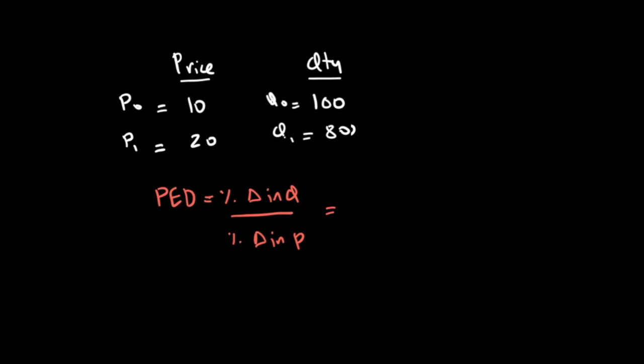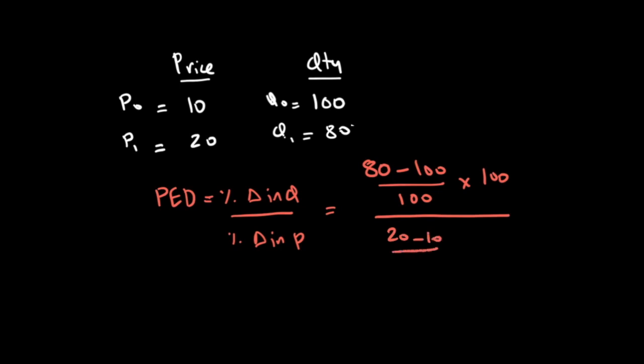So what is the percentage change in QD in this case? Well, 80 is the new quantity minus old quantity, 100, over old quantity 100. Remember, percentage change is new minus old over old times 100. So it is 80 minus 100 over 100 times 100. For price, it would be new minus old, which means 20 minus 10 over old, which is 10, times 100.